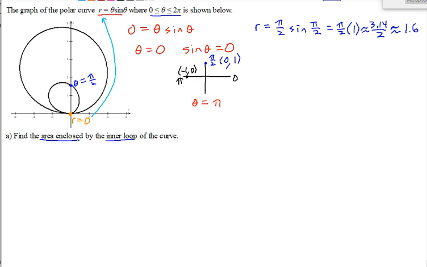So now, for the area again, it's 1/2 out in front. Integral, now we know, is from 0 to pi. And then we have the radius, which in this case is theta sine theta. And then that gets squared times d theta. So that'll give us the area of that inner loop. So let's go ahead and work out what that is.